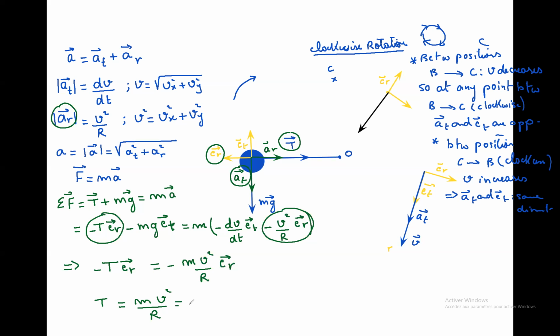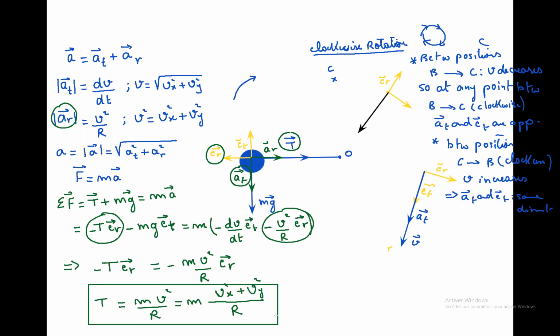You can say here, we have m v square equal vx square plus vy square divided by r. Okay, like this you can calculate any equation, any parameter as we like.